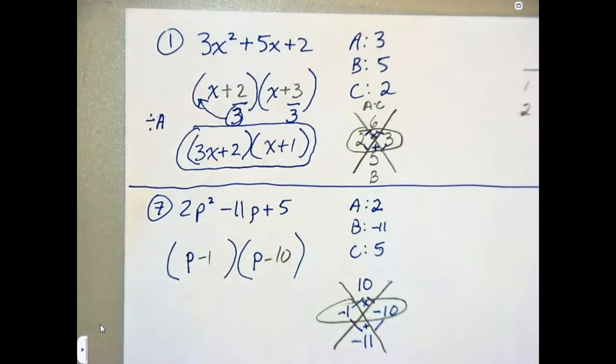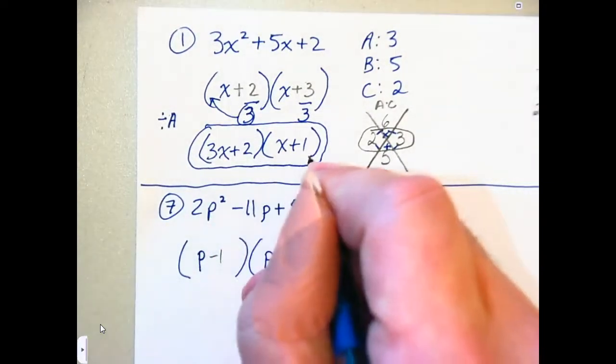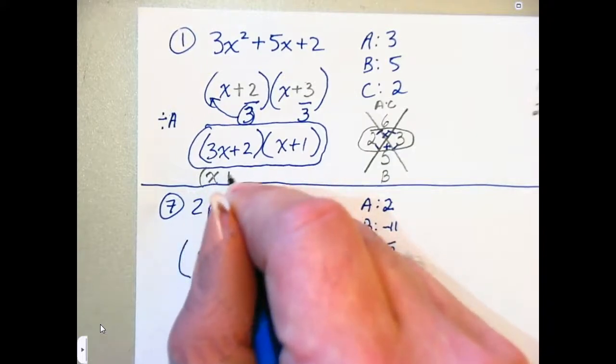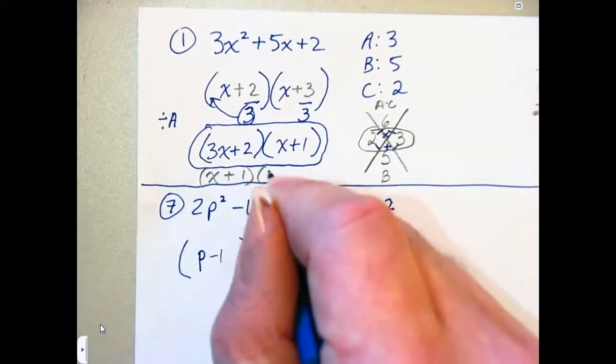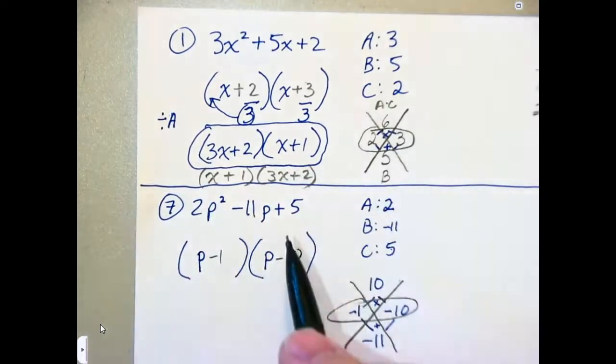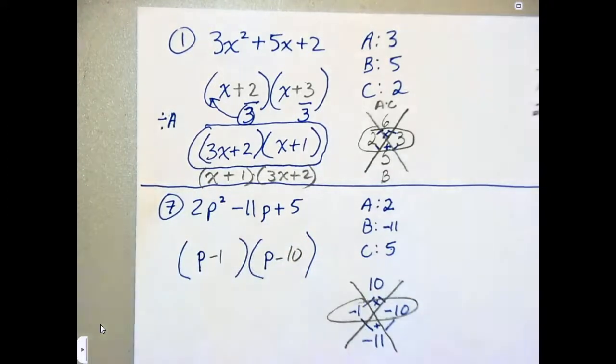Hey, you guys, and just so you know, as Isaiah pointed out here, this answer right here, 3x plus 2 times x plus 1, is the same as this answer right here. You can flip them around, right? Because you're multiplying in any order. Either one of those would have worked as an answer. They're both the same thing.